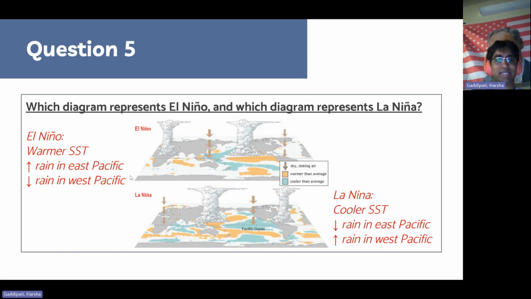So actually, the top one is El Nino because it has a warmer SST. You see rain in the East Pacific is increasing, while rain in the West Pacific is decreasing. As you can kind of see here, drier sinking air too. And then you get rain for La Nina in the East Pacific is decreasing, while rain in the West Pacific is increasing, and you see a cooler SST for the bottom one.